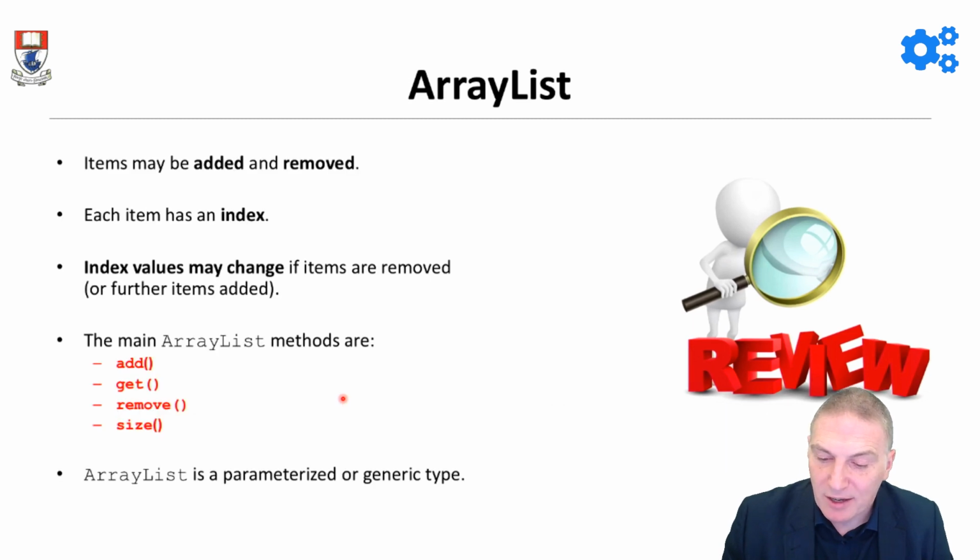So ArrayList items may be added and removed. Each item has an index, and the index values may change if items are removed or further items are added. Main ArrayList methods are add, get, remove, and size, and we've used most of those today. ArrayList is a parameterized or generic type.